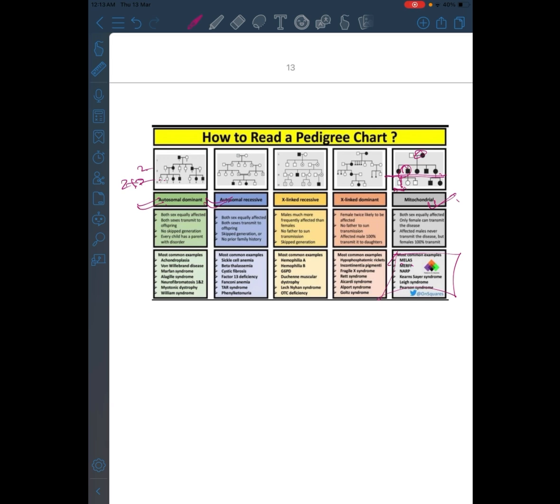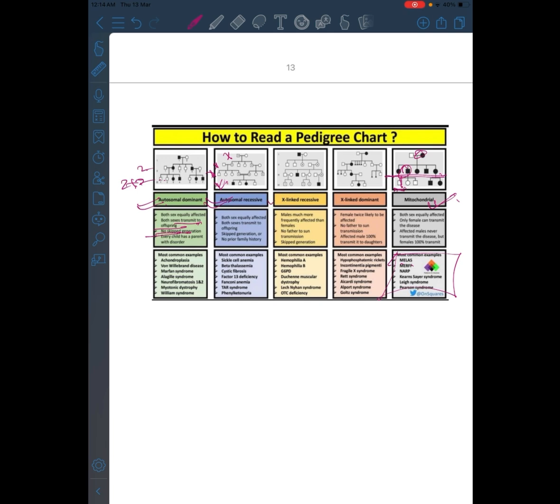One thing to remember in autosomal dominant is that both sexes will transmit to offspring, there are no carriers, and there is no skipped generation. What is happening here? There are skipped generations. Three generations don't have the disease. Some of them are carriers. However, suddenly in the fourth generation there is an appearance of disease. This is happening with autosomal recessive.